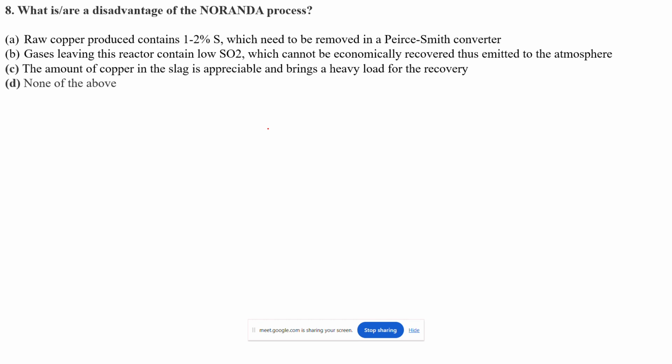What are the disadvantages of the Noranda process? Raw copper produced contains 1 to 2% sulfur, which needs to be removed in the Peirce-Smith converter. No, this is not the advantage. Gases leaving this reactor contain low SO2, which cannot be economically recovered, thus emitted to the atmosphere. Yes, this is a disadvantage of the Noranda process. Then the amount of copper in the slag is appreciable and brings a heavy load for recovery. Yes. So these two are the disadvantages of the Noranda process.